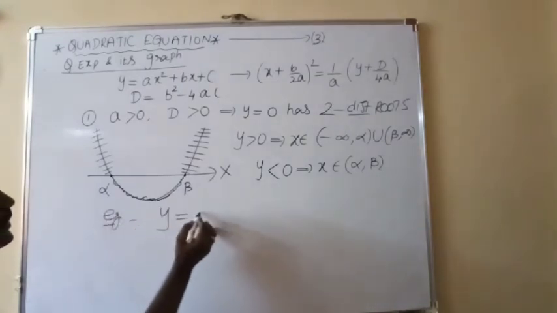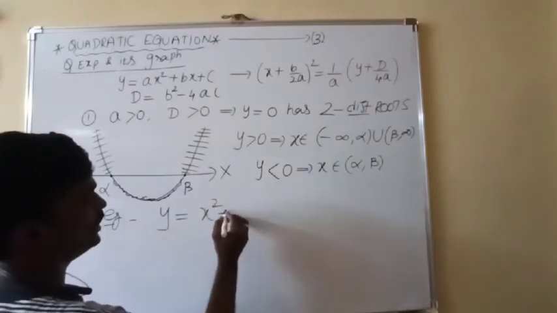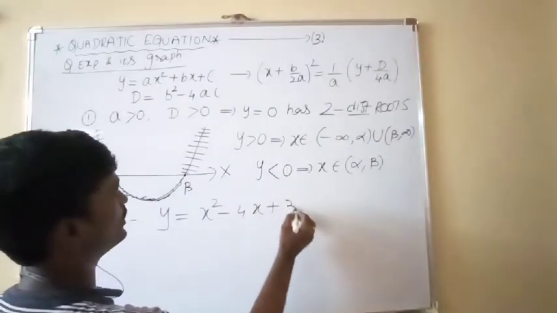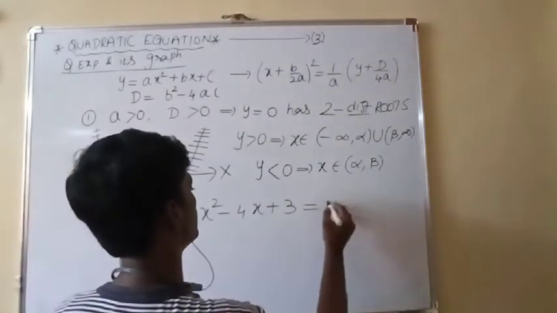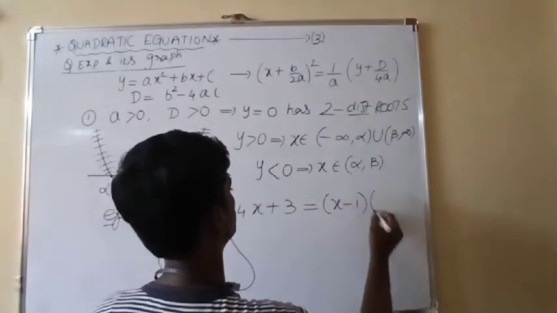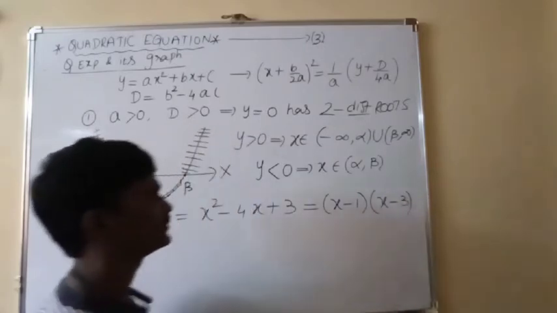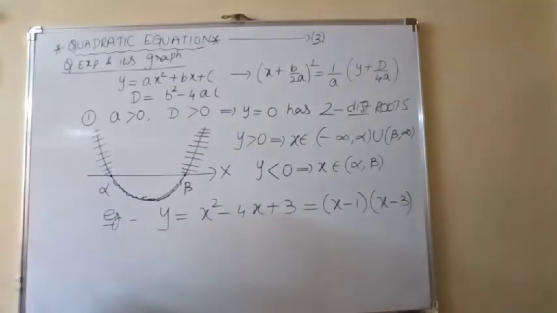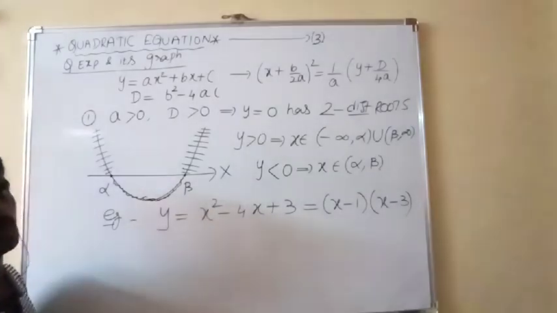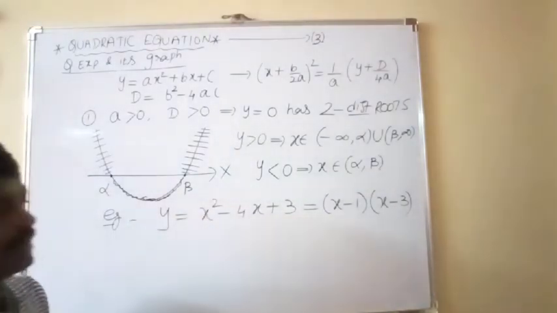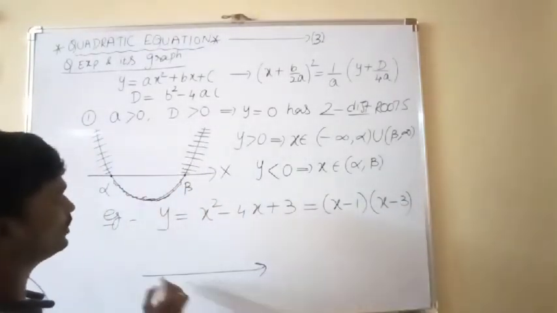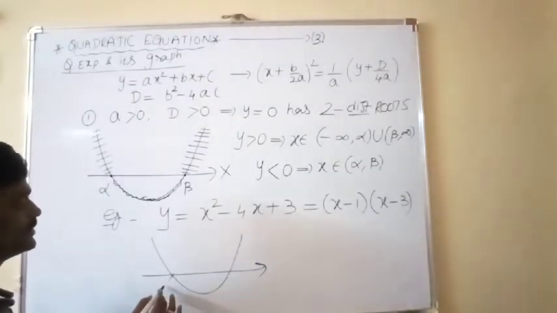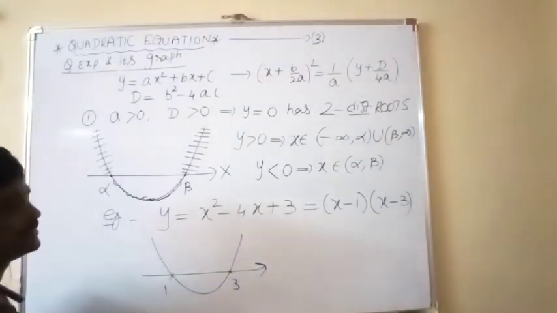So one example, see. For what values of x is y equal to x square minus 4x plus 3 positive? So clearly x square minus 4x plus 3, if you find the factors, what you will get? x minus 1 into x minus 3 only, no? So what are the roots? 1 and 3. Here x square coefficient is 1, positive, so it is an upward parabola. As the roots are 1 and 3, the graph cuts the x-axis at 1 comma 0 and 3 comma 0.